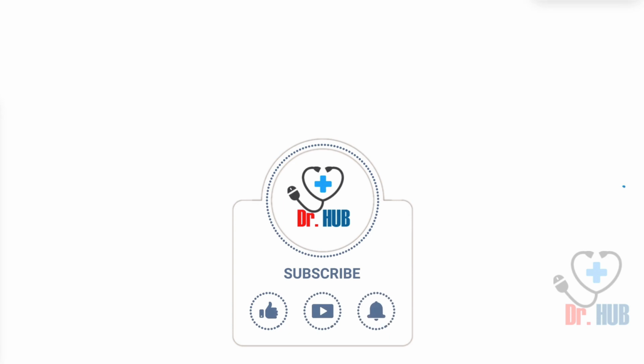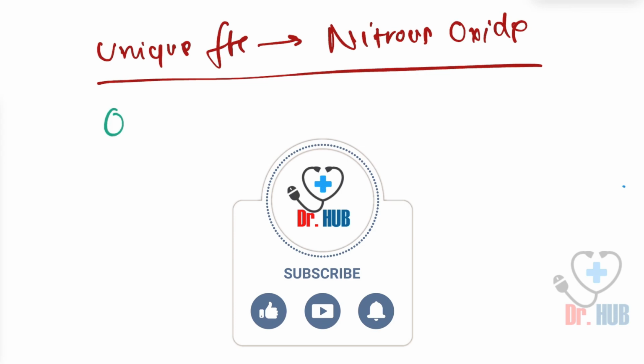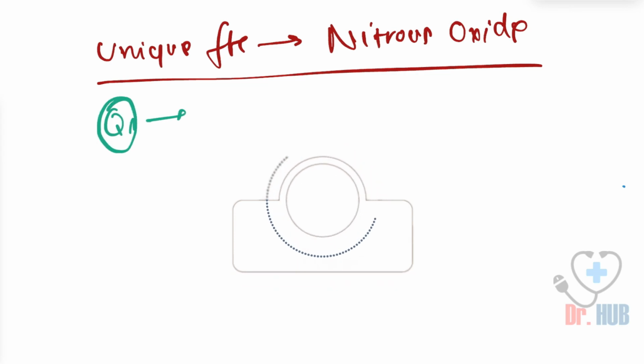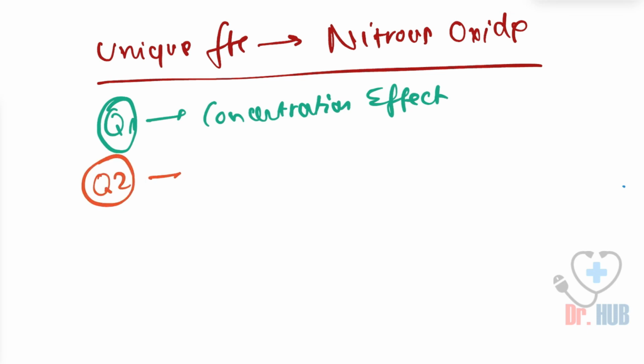In this video, we're going to look at the unique features of nitrous oxide. Before we start, we are going to ask some questions, and these answers can be found in the video. The first question is, what is the concentration effect? The second question is, what is diffusion hypoxia? This is commonly known as the Fink effect.